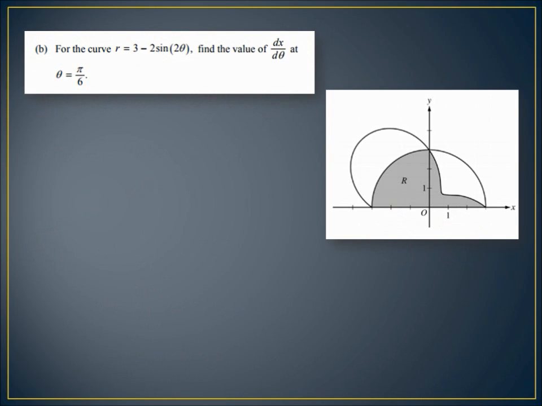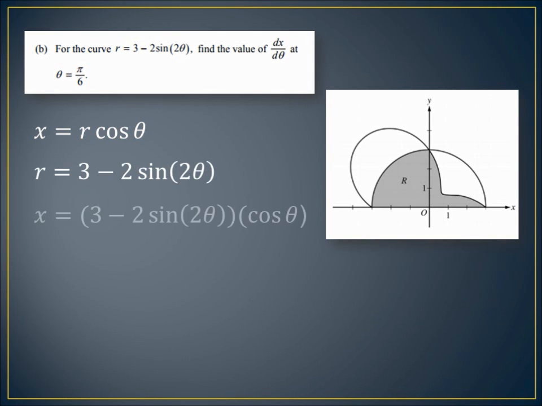Now for part B, for the curve r equals 3 minus 2 sine 2 theta, find the value of dx/d theta at theta equals pi over 6. Now looking at this question, it asks for dx/d theta, so we need to find an equation that describes x. So we use x equals r cosine theta, and we know our r, so we just put our r into this to find the equation for x, which gives us x equals (3 minus 2 sine 2 theta) times cosine theta, and find the value of dx/d theta.